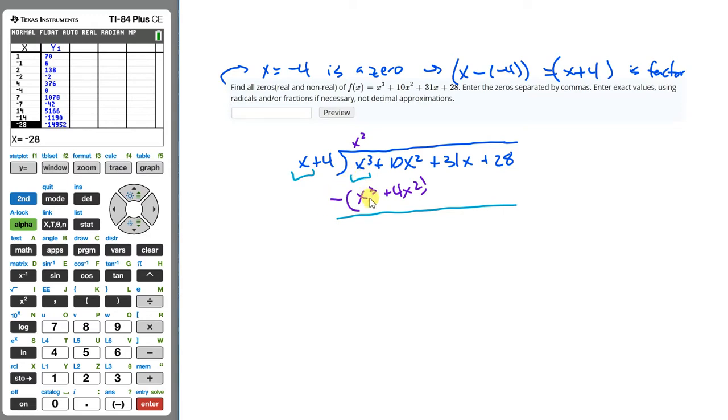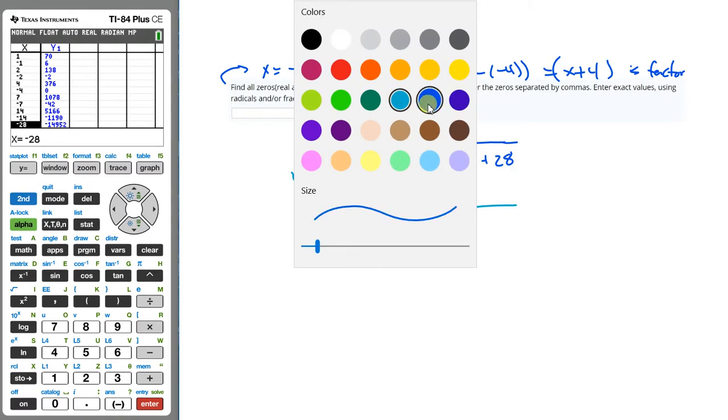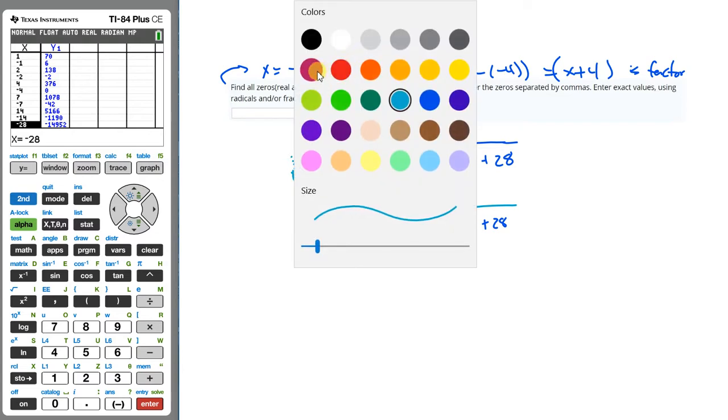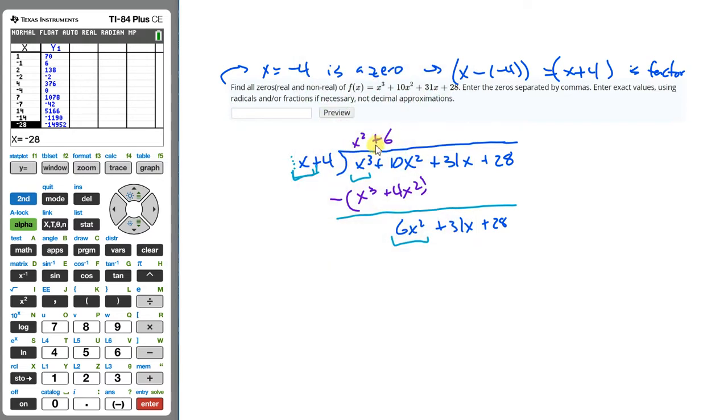x cubed take away x cubed is gone. 10 take away 4, that's 6. So I have 6x squared left over, and then plus 31x plus 28. Okay, how do I make an x on the outside look like a 6x squared? I need to take this 1 and multiply it by positive 6 to get the numbers correct, and then to get the x's correct, I need an additional power of x. When I multiply back down, 6x times x is 6x squared. 6x times 4 is 24x. We subtract.